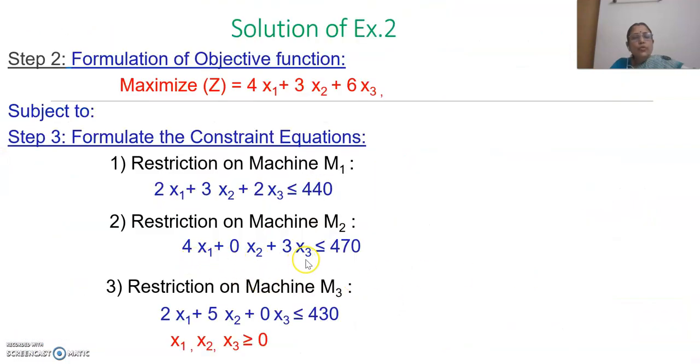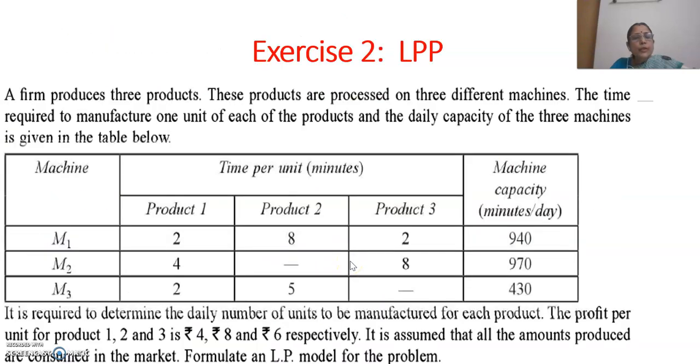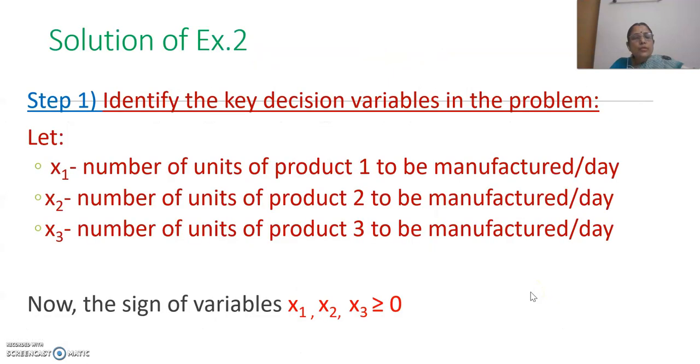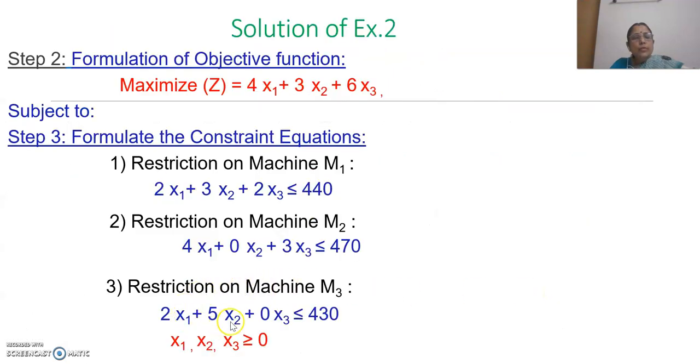4x1 plus 0x2 plus 3x3 is less than or equal to 440. Similarly, with respect to machine 3, it is 2x1 plus 5x2 plus 0x3 less than or equal to 430. So, that is what is given here: 2x1 plus 5x2 plus 0x3 less than or equal to 430. Finally, we have x1, x2, x3 greater than or equal to 0. So, this is the standard formulation of the problem, which is exercise 2. Hope, students, you have understood this problem.